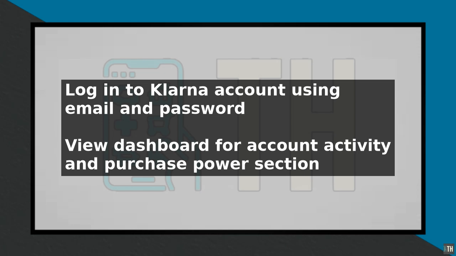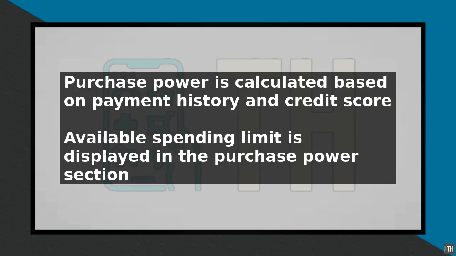Your purchase power is the amount of money you have available to spend using Klarna. It is calculated based on your payment history, credit score, and other factors. To see your purchase power, click on the Purchase Power section, and you will be taken to a detailed page that shows your available spending limit.